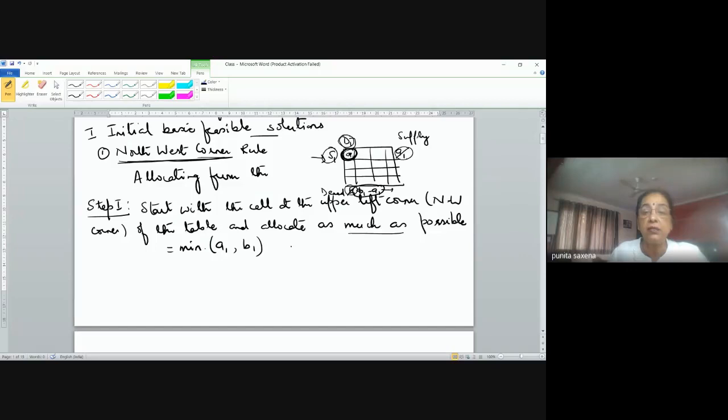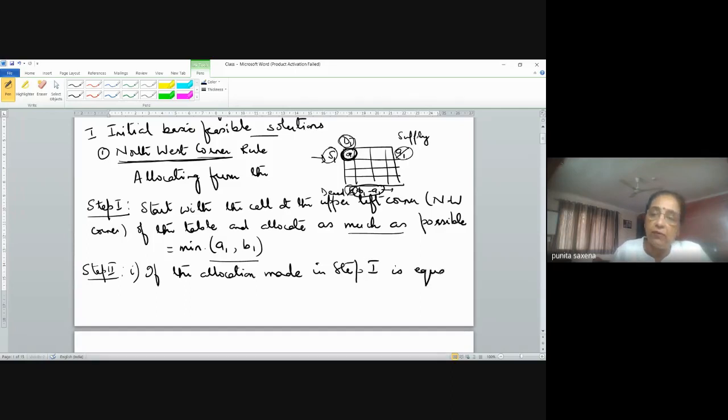Once we have made the allocations equal to the minimum of A1 and B1, let's write it properly. In step number 2, if the allocation made in step 1 is equal to A1, then we move vertically down. Why? Because though the first supply has been exhausted, the first demand has not been met completely. So we need to fulfill more demand for the first destination, and we move vertically down into this cell. Now what will happen in this cell?